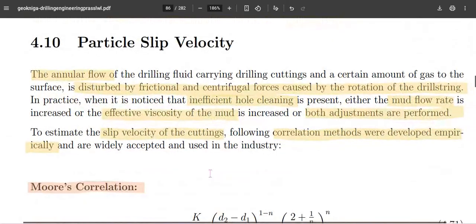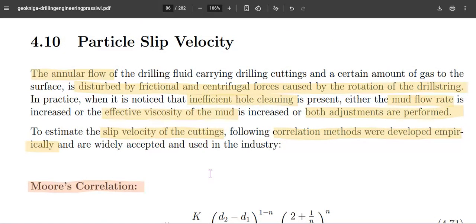This is another important thing related to drill bit hydraulics: how effectively the jet impact force is applied at the bottom of the hole, so that the cuttings generated at the bottom of the hole by the drill bit are taken out and into the annulus. Once they are taken into the annulus, there is a differential velocity between the cutting particles and also the drilling mud. So this relative velocity will determine how effective the hole cleaning is.